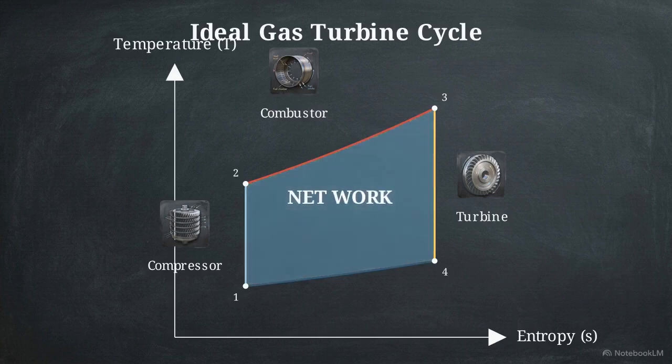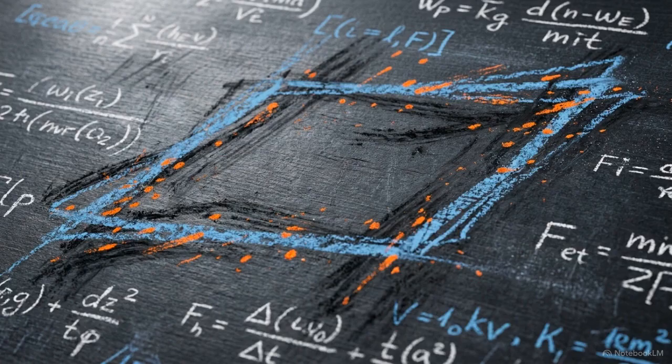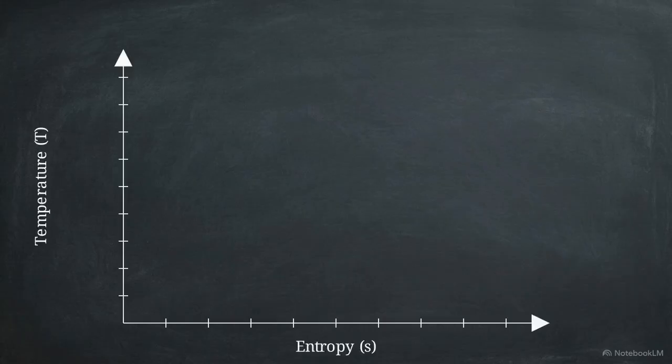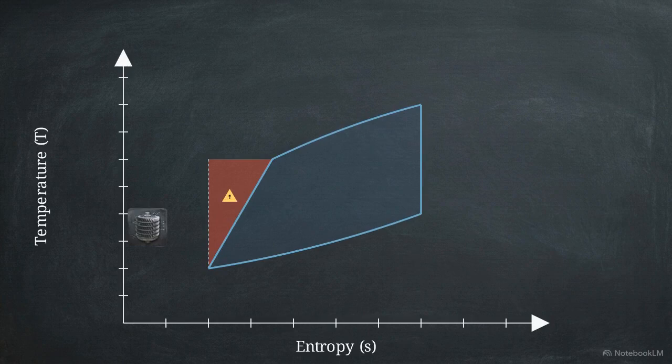The area enclosed inside this complete cycle is the mathematical representation of the engine's net work. That enclosed area is the theoretical maximum energy we can extract. It is a perfect baseline that the reality of physics will immediately begin to degrade. In reality, perfectly vertical compression is impossible. Internal blade friction inevitably generates entropy, visually skewing those lines to the right.